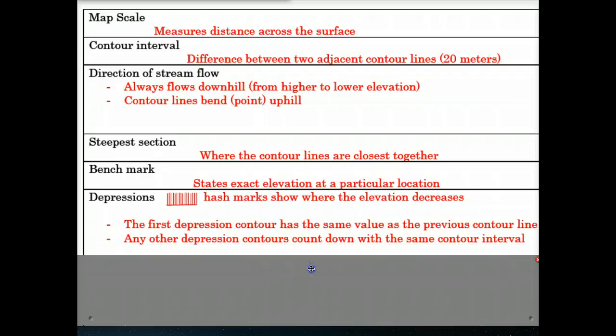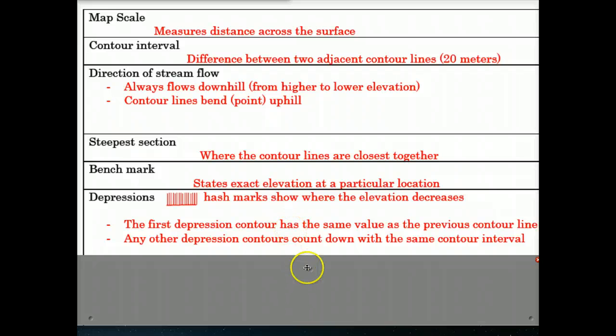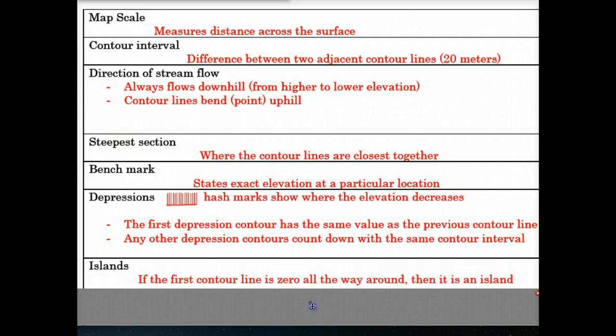For a depression, if you have a crater, let's say, you'll get these little lines called hachure marks. The first depression line is the same value as the previous contour line, and any other depressions count down with the same interval. So if this is 100, this first line is also 100, and this goes down by 20, so that's 80. This shows that it goes downhill from this spot. We'll talk more about that in class, and I'll get you some maps so you have a chance to look at that.